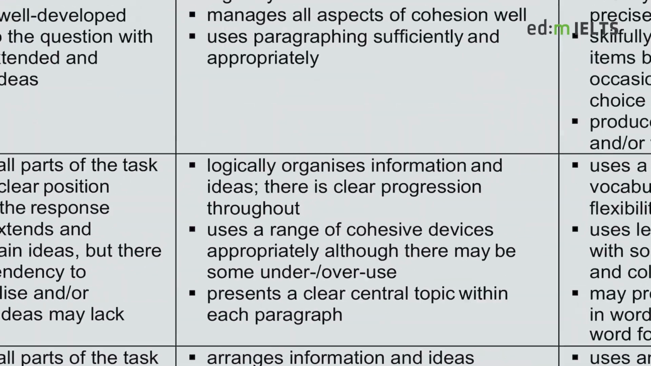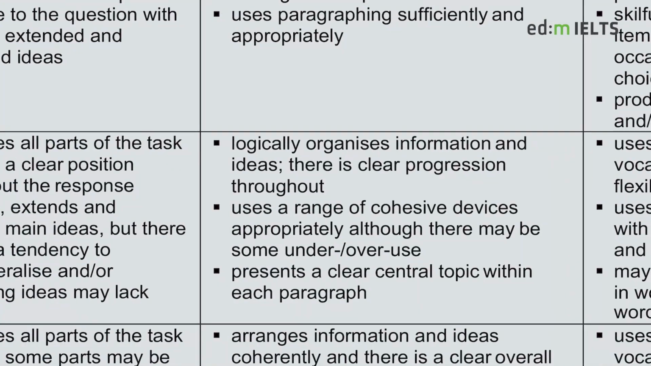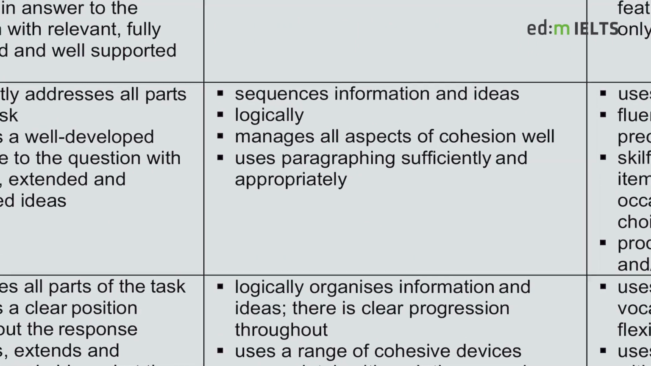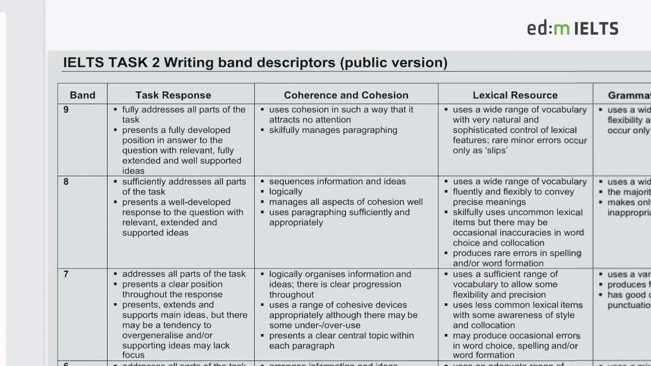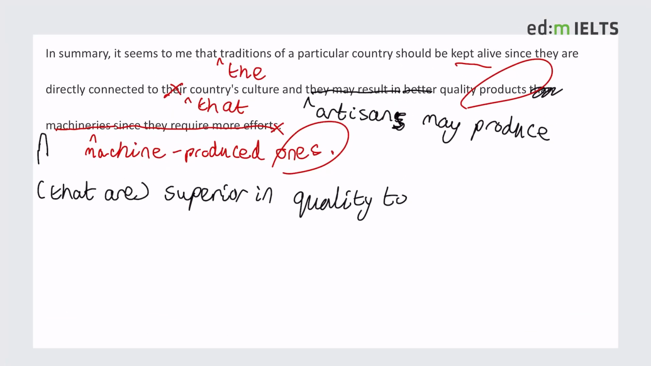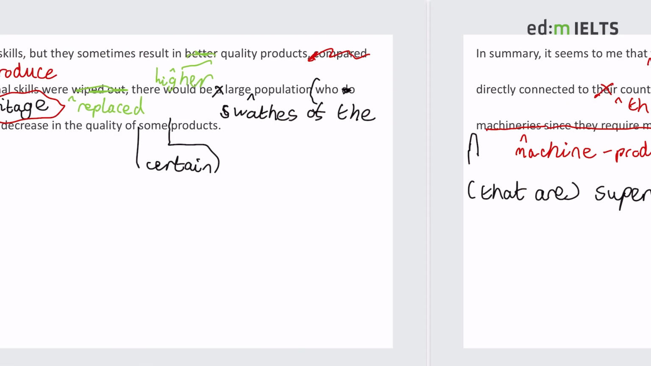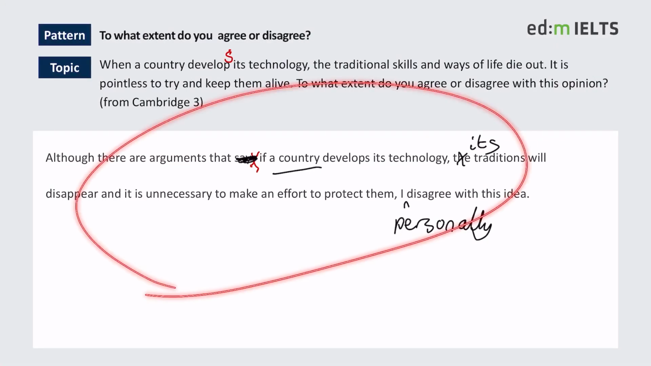Everything else was a bit clearer for me, so 7 for coherence and cohesion. Logically organizes information and ideas, yes. Clear progression throughout, yes. Range of cohesive devices, yes. Clear central topic for each paragraph, pretty much. But for 8, uses paragraphing sufficiently and appropriately. Well, the conclusion's very short, even though it does recap the main points to an extent, like high quality products being mentioned again. And the introduction's very limited, as we talked about.